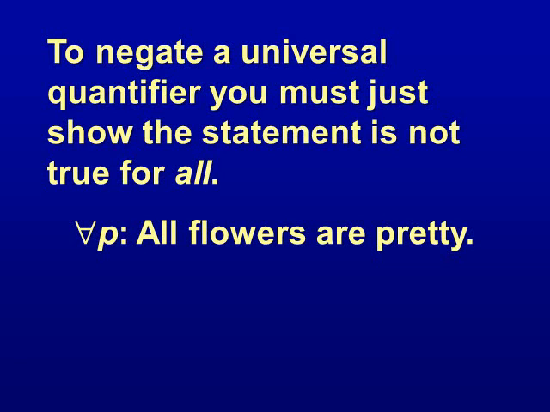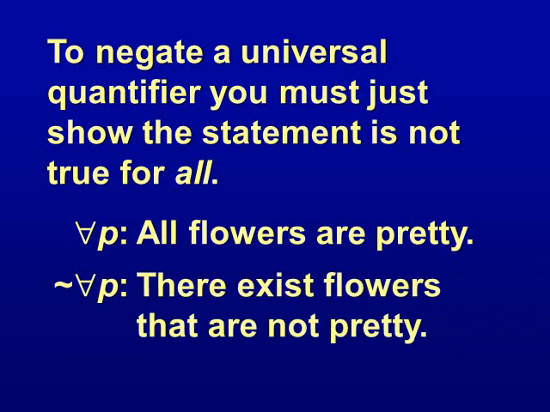So the opposite, or the negation, of a universal quantifier is that you have to show that the statement is not true for all. And if it's a negative, like none are, then you would show that a statement is true for some. So for all P, where the statement is all flowers are pretty, the negation is not all P. So there exist flowers that are not pretty would be an opposite, or a negation, of all flowers are pretty.